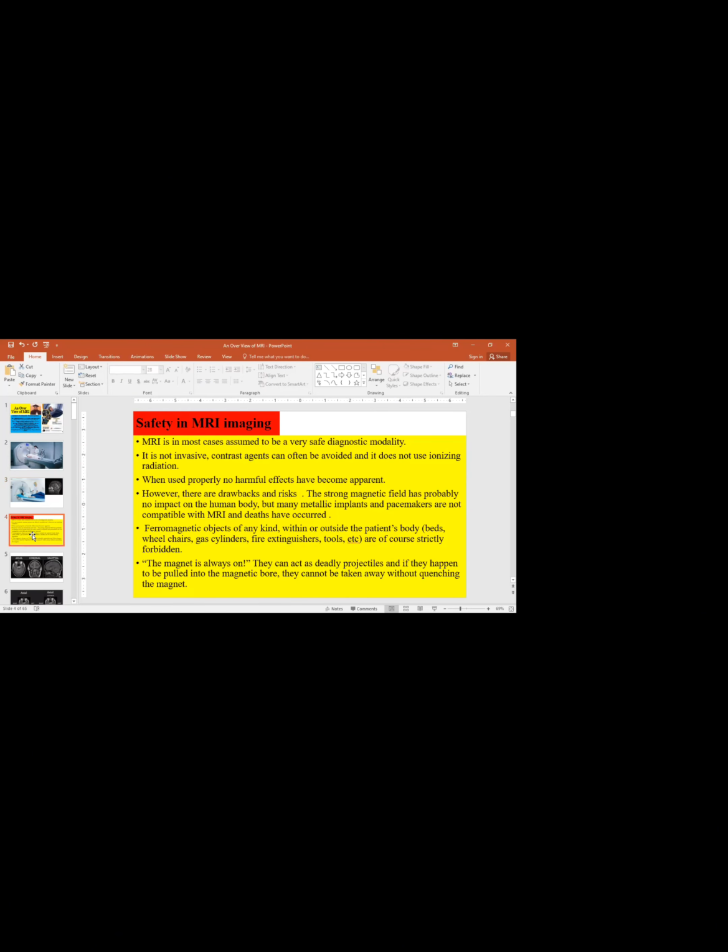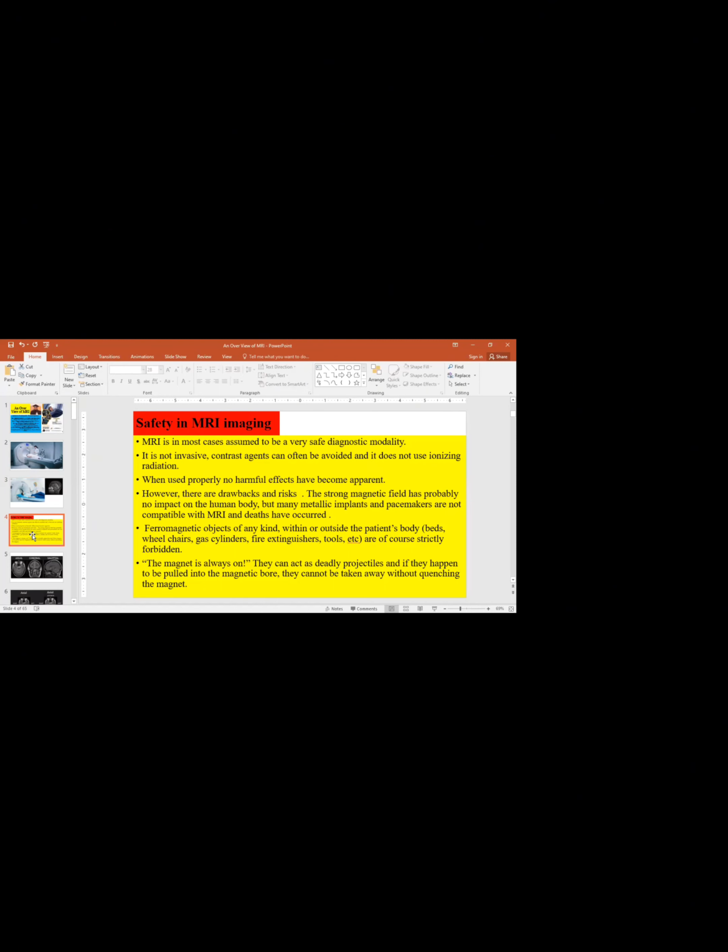So, starting with the safety in MRI imaging, MRI is in most cases assumed to be a very safe diagnostic modality. It is not invasive. Contrast agents can often be avoided. We use contrast agents, but we can avoid them also. Gadolinium is the most commonly used sort of contrast agent we use. When used properly, no harmful effects have been apparent. However, there are drawbacks and risks.